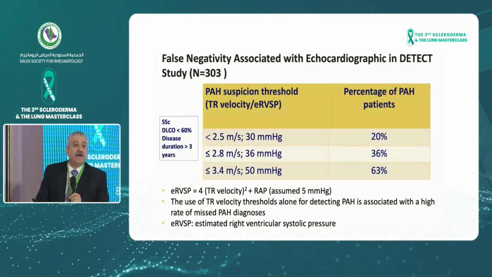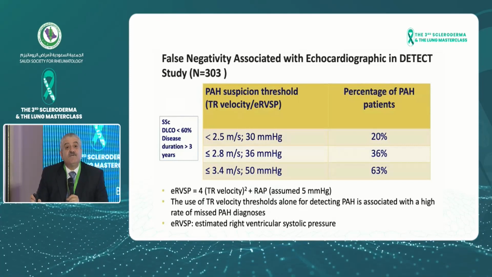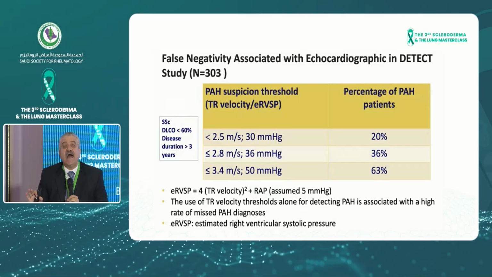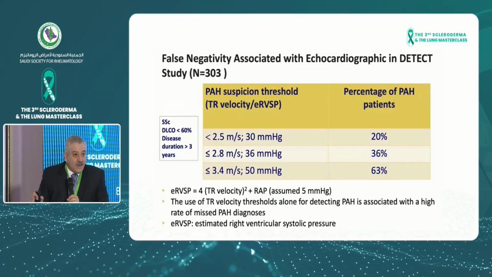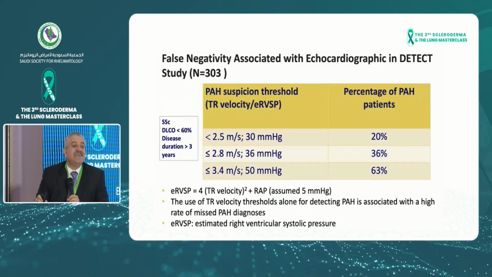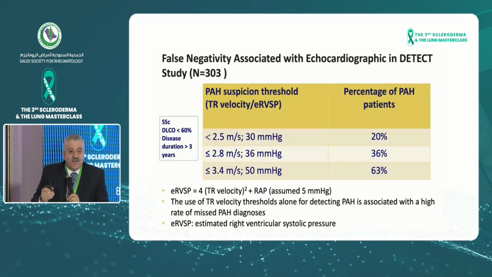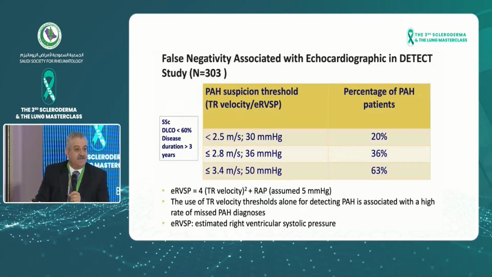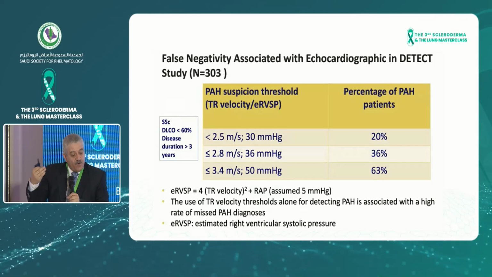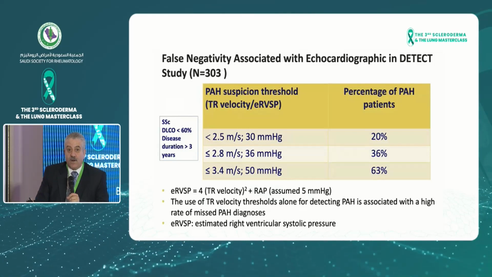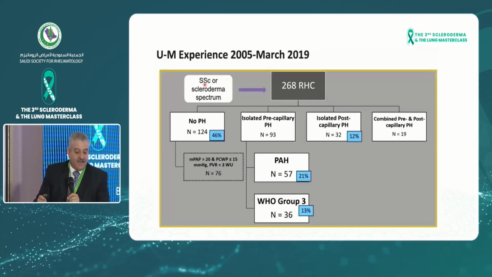One of the things that came out of the DETECT study, and I think this is a very important point: about 20% of the patients who had pulmonary arterial hypertension by right heart cath criteria had a jet velocity of less than 2.5. Now we were talking about 2.8. A third of them had less than 2.8. So if you follow only echo, you will miss a third of the cases. And of course, if the cutoff is less than 3.4, you will capture a good number of them. Still, you will miss about a third of them by doing this.